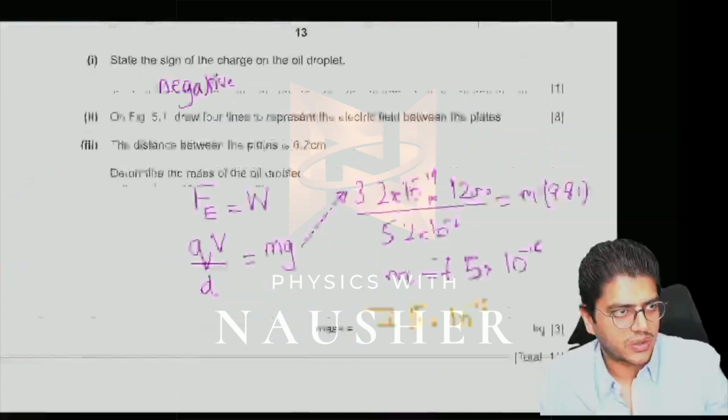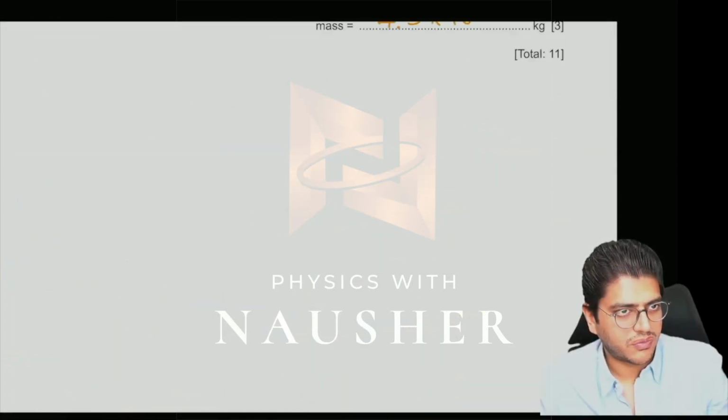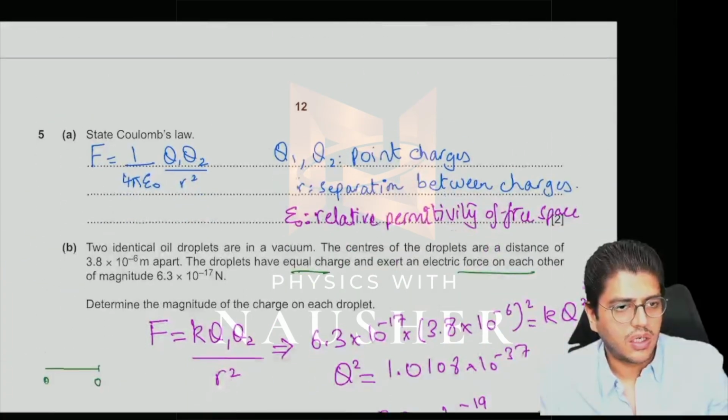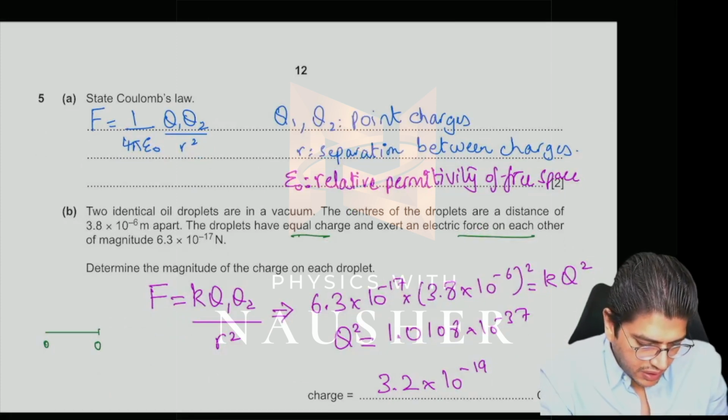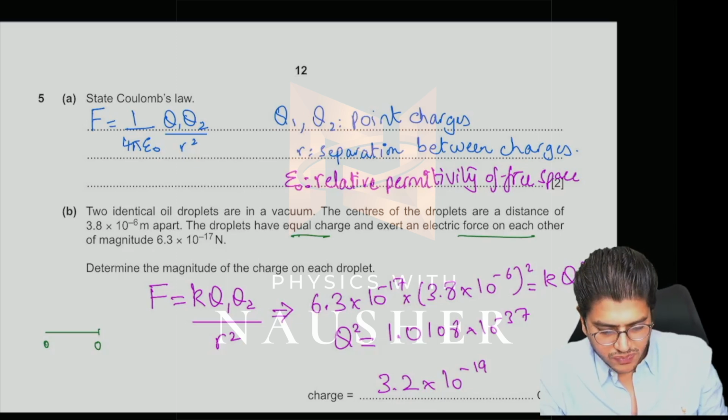Let me go to question number 5. Where's question number 5? Here it is. So I've written K, and the value of K is 8.99 into 10 to the 9. That you will plug here.